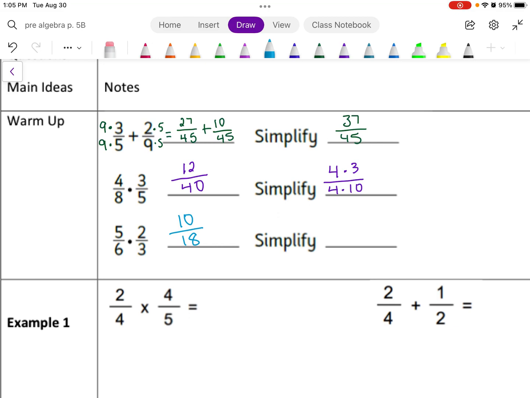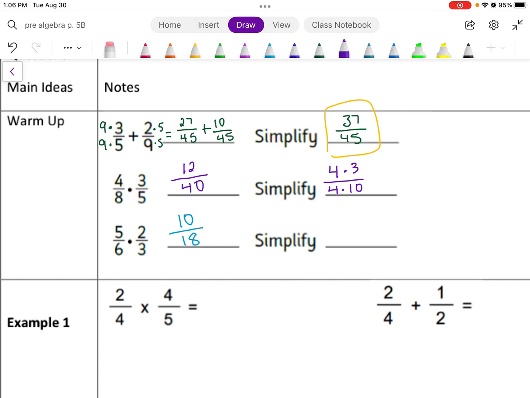So if we look at our first example, which came to 37 over 45, well, nothing goes into 37 or 45. We can't simplify it, so that's our final answer. When we're looking at 12 over 40, well, 12 and 40 are both even, so we know that something must go into our numerator and our denominator.